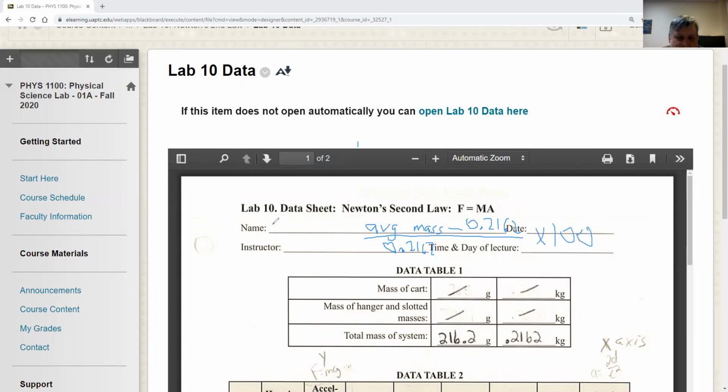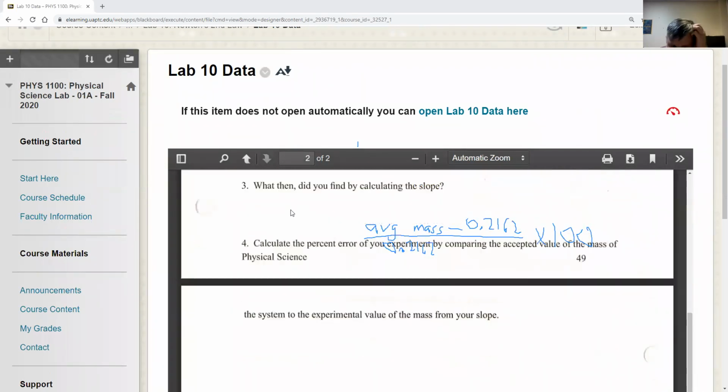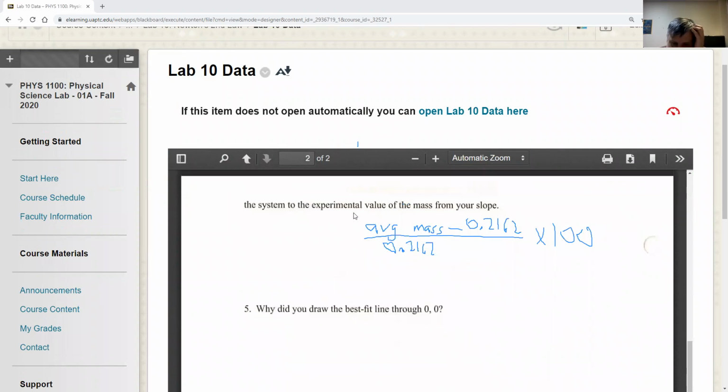And don't worry if you can't read that. I will now scroll this back down. So this is your formula for question number 4. The average mass that you get for question 1 minus 0.2162. Go ahead and hit enter, and then divide that by 0.2162, and then multiply that by 100 to get your final answer. And again, I probably hit enter before I multiplied by 100.